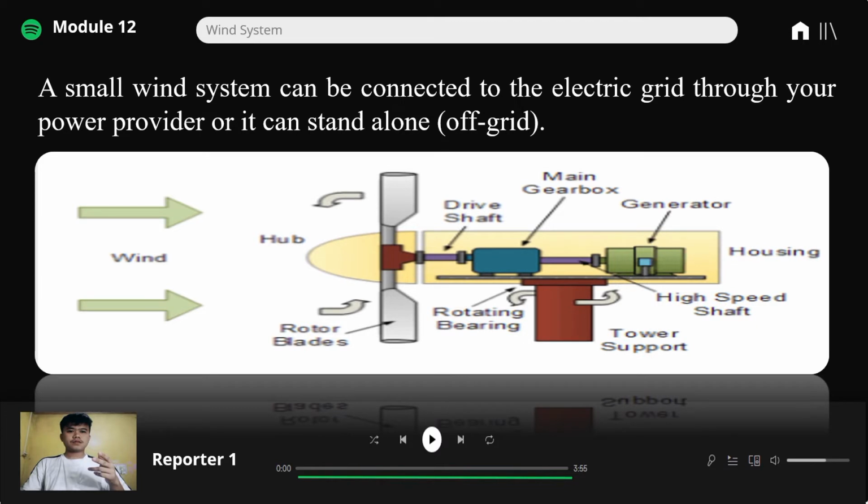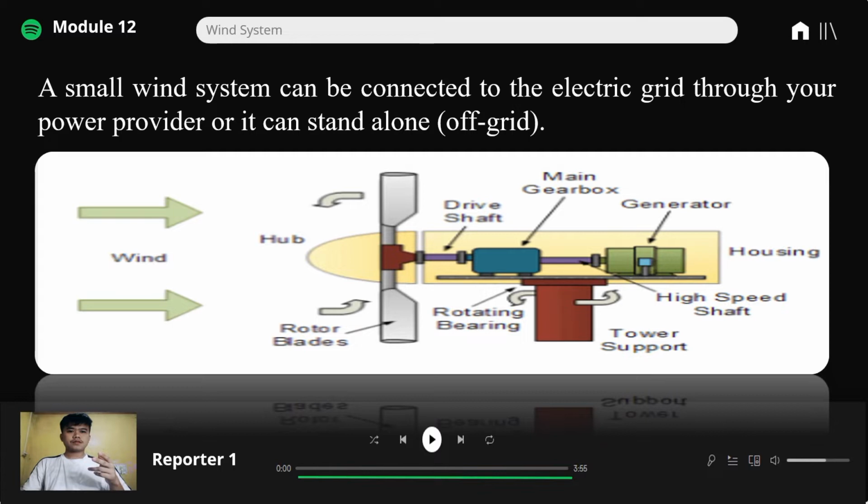A small wind system can be connected to the electric grid through your power provider, or it can stand alone, or off-grid. At the heart of the renewable wind power generation system is the wind turbine. Wind turbine designs generally comprise a rotor and a direct current (DC) generator or an alternating current (AC) alternator, which is mounted on a tower high above the ground.